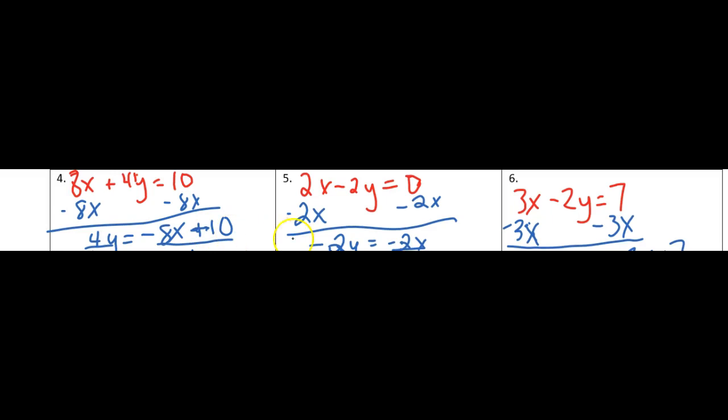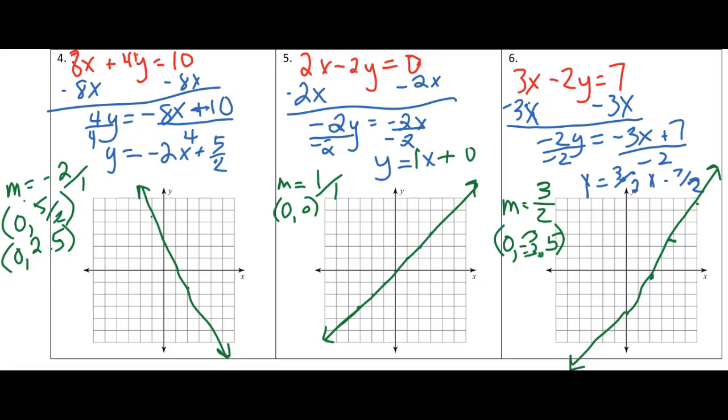Okay, so looking at this problem here, first subtracting 3x from both sides, I end up with negative 2y equals negative 3x plus 7. Then I divided both sides by negative 2, and I got y equals 3/2 x minus 7/2. Okay, so my slope is 3/2, and my y-intercept was (0, -7/2), or I wrote out as (0, -3.5). Looks kind of messy, but I had trouble writing my 3.